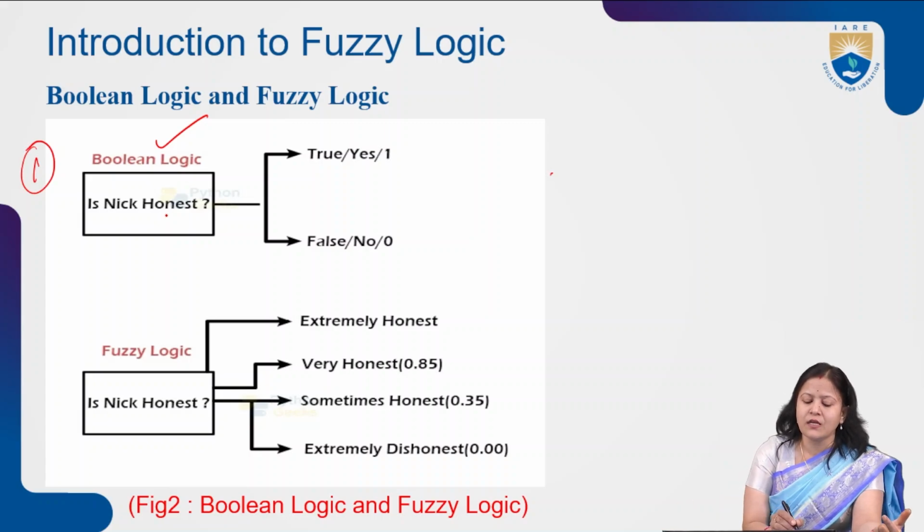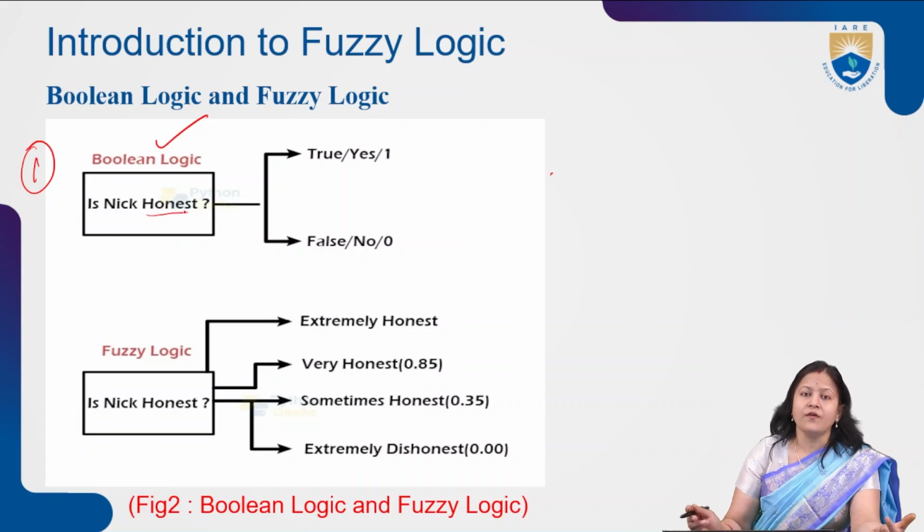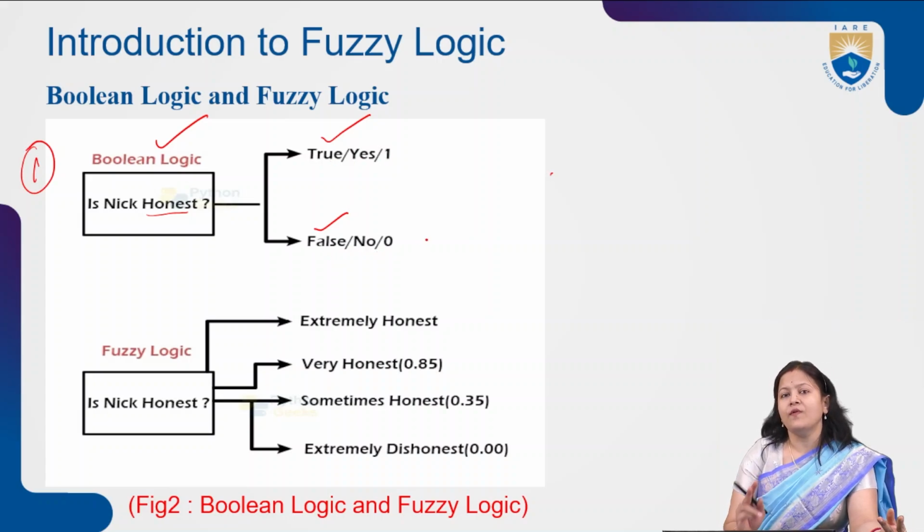Honest is the linguistic term. Based on that, as we are applying Boolean logic, either Nick is honest or Nick is not honest. Two things are possible. If Nick is honest, then it is represented as true. If Nick is not honest, it is represented as false. That means true means yes, or 1. False means no, or 0. Only two values are there.